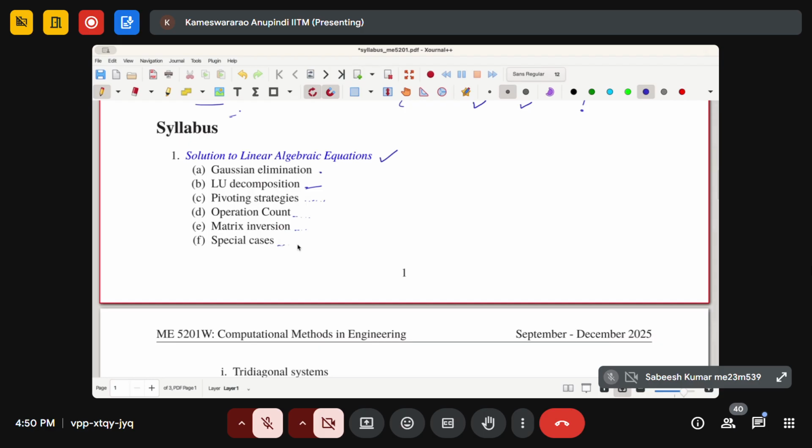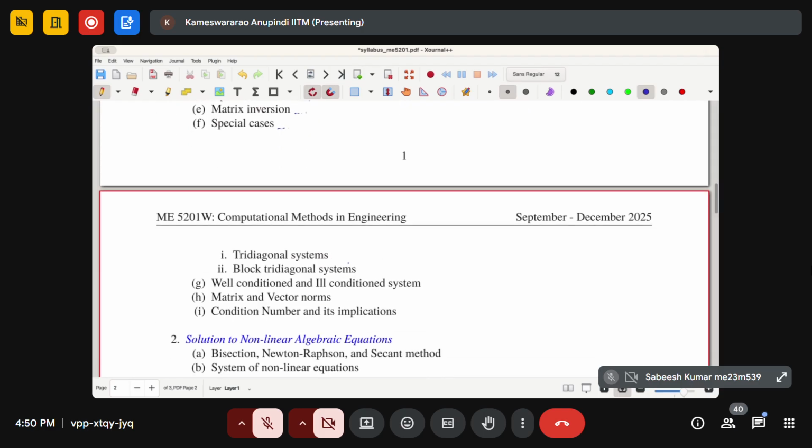And then we're going to look at some special cases such as tridiagonal systems and then block tridiagonal systems. Again, these show up in engineering problems quite often, that the system is a tridiagonal system. Then we're also going to look at what are well-conditioned and ill-conditioned systems. Okay, and then finally we're going to look at what are matrix and vector norms, and then how to calculate condition number and what are its implications.